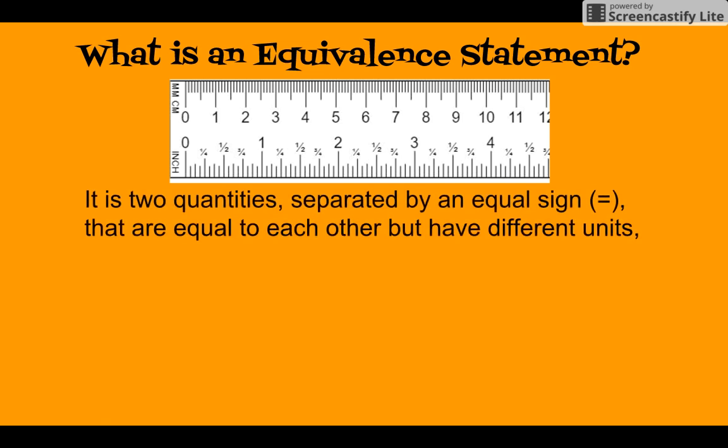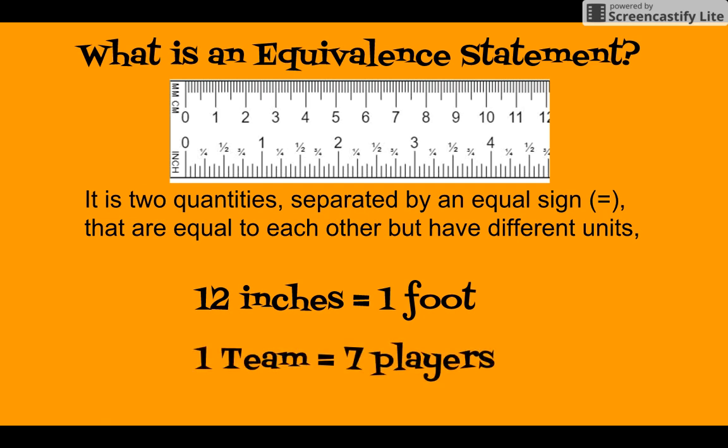For a definition, an equivalence statement is two quantities separated by an equal sign that are equal to each other but have different units. Let's take an example. 12 inches is equal to 1 foot. So it makes sense, right? You know how many inches are in a foot, and then you can convert between inches and feet. But there are also other kinds of equivalence statements. You could have an equivalence between how many players are in a team. So one team equals 7 players. That's just for a specific team. You could also have teams with more than 7 players.